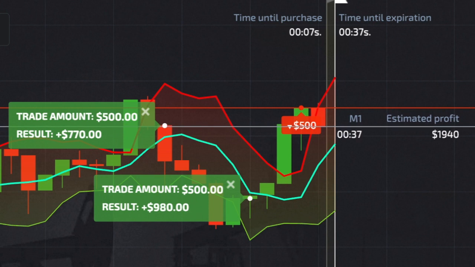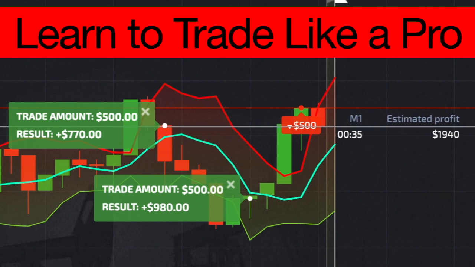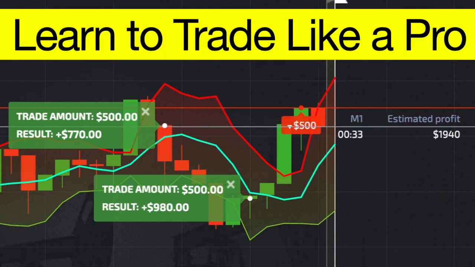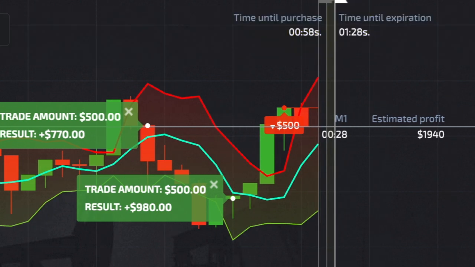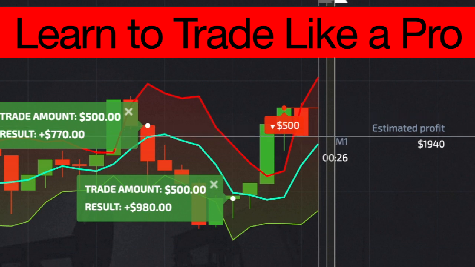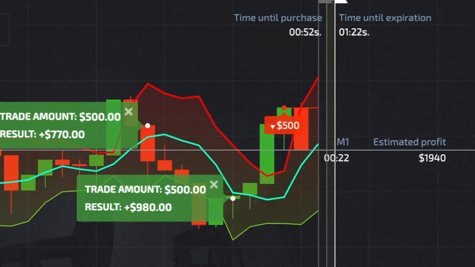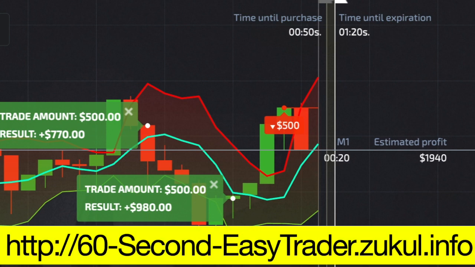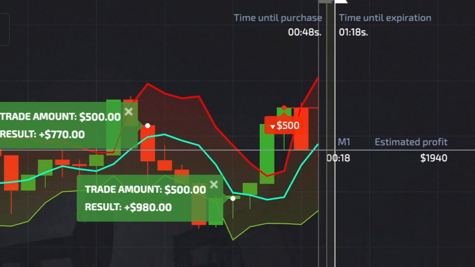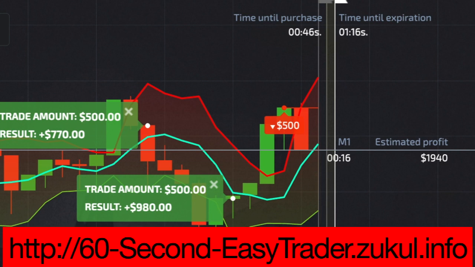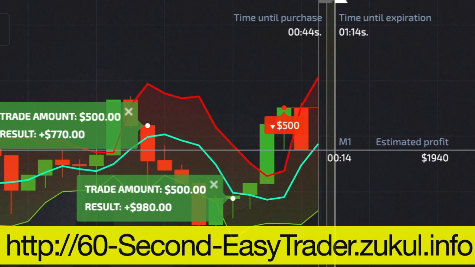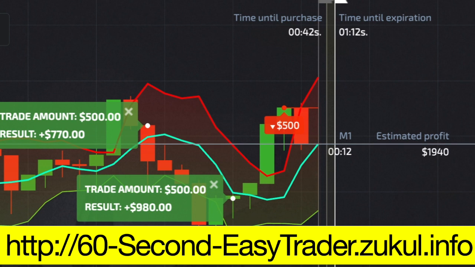By mistake here, I've actually pressed the button twice. So I know it says $500 there, but I've actually placed a trade of $1,000. Okay. Now, if I get this right, I'll get back $1,940. And again, I'm very confident because of the signals that I saw on the screen when I placed this trade. And as you can see, I didn't place it on that first green candle that popped out. I placed my trade on the second green candle.